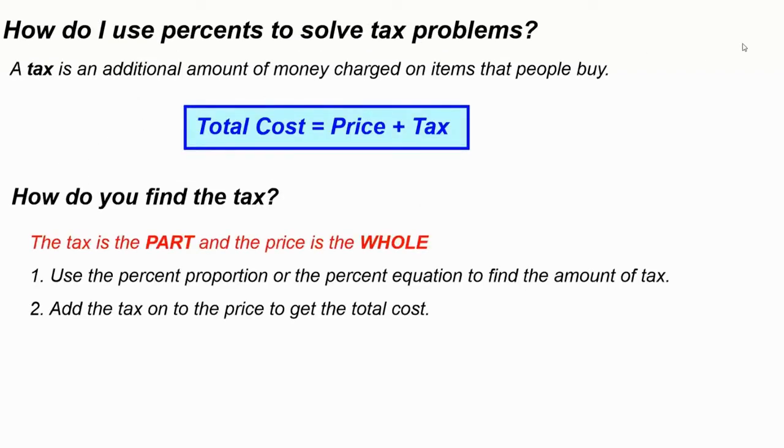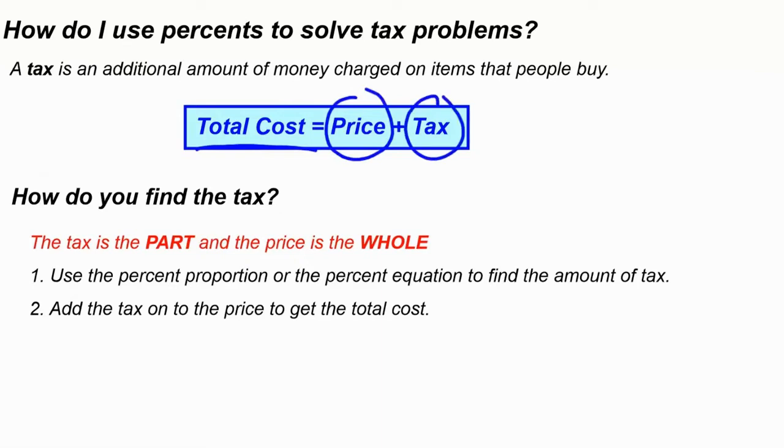A tax is an additional amount of money charged on items that people buy. So when you go to the store and buy things, you have to pay an additional charge. That's called a tax. And a tax is typically measured with a percent. It's a percentage of the price that you pay for an item. So the total cost of what you're going to pay for something is going to be the price of that item plus the tax that you have to pay on that item.